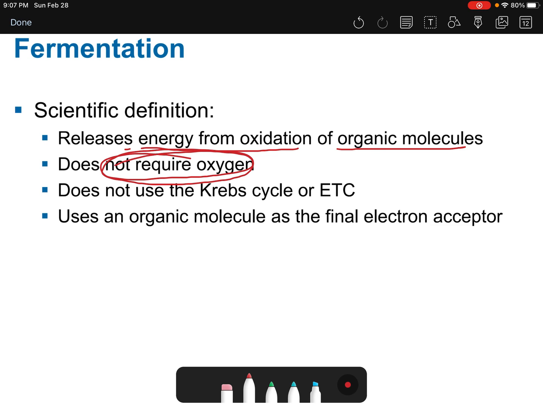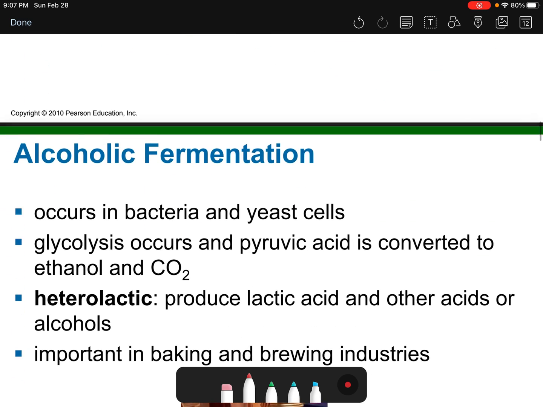If there's oxygen available, pretty much all organisms, including bacteria, are going to use aerobic respiration because it enables them to make a lot of ATP from just that one glucose molecule. However, if there's no oxygen available, then they can use fermentation. So then we don't have the Krebs cycle, we don't have the electron transport chain. In this case, there's an organic molecule that acts as the final electron acceptor instead of oxygen.